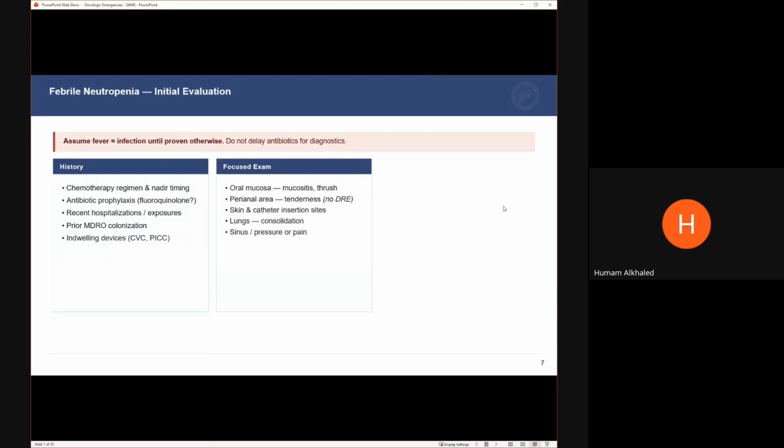The physical exam is focused on the mouth for sores or thrush, and this is what we want to assess if there's mucositis or severe mucositis. Any areas around the perianal area, and note that if there's any perianal involvement, we do not want to do any rectal exam or digital rectal exam in neutropenic patients because that increases the risk of infection. We want to check the skin, catheter sites, lungs, sinuses, if there are any concerns for infections there.